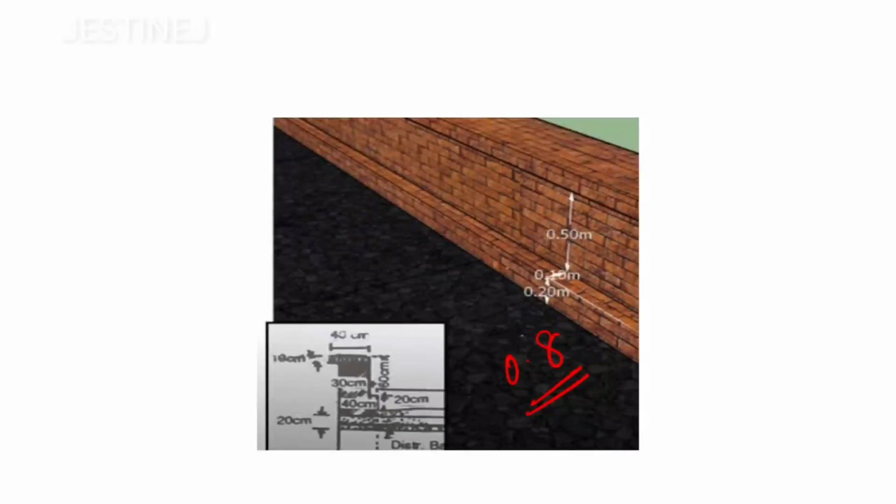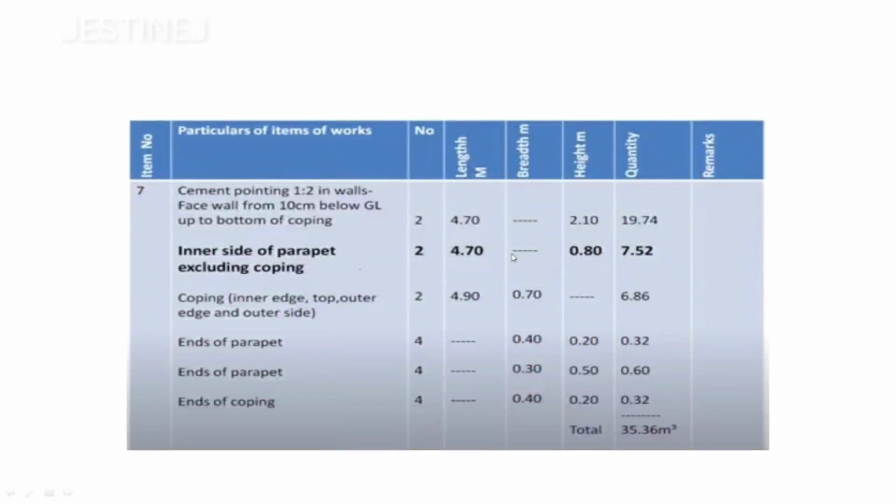And the total length is going to be 4.7. So, inner side of parapet excluding coping. The top portion we didn't mention in this case. Inner side of parapet excluding coping is going to be two numbers, since both sides we need to construct, and the height is going to be 0.8, and you will get 7.52.